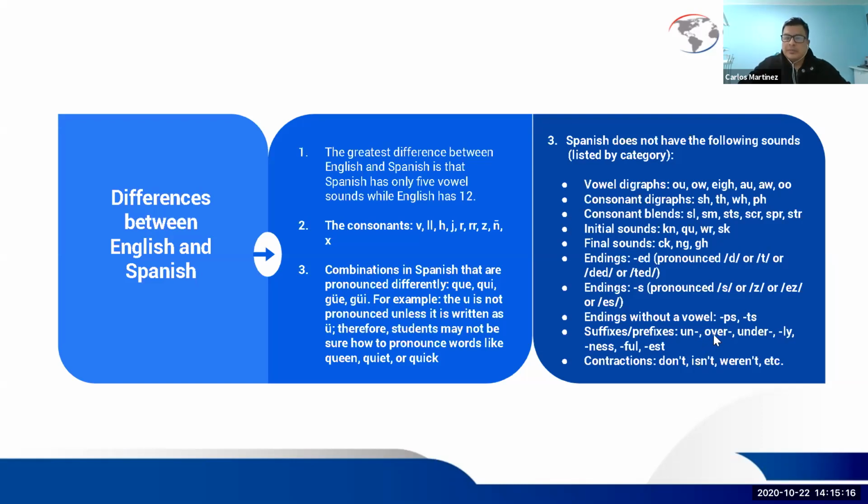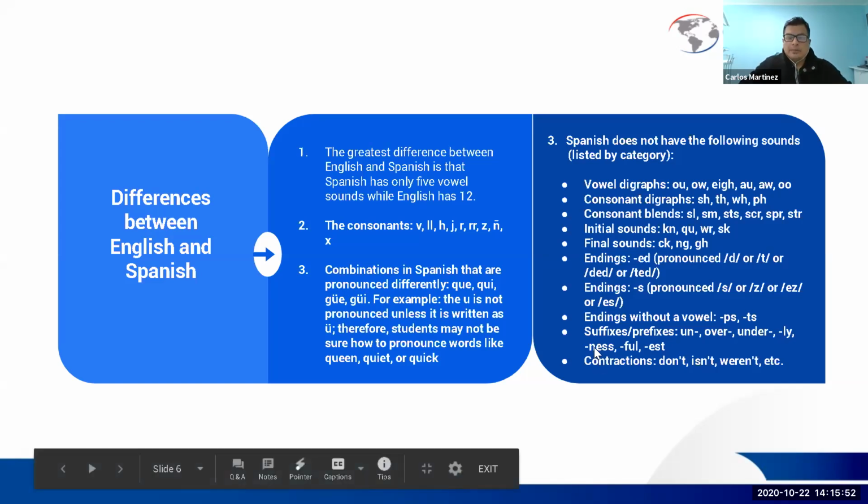For example, the prefix over means that you're in excess, whereas the prefix under means that you're below, less than enough. These suffixes, ly, ness, ful, est, we use suffixes to change the word. For example, happy is an adjective, but if I say happily, I transform that adjective into an adverb. Happy is an adjective, but if we say happiness, it becomes a noun.